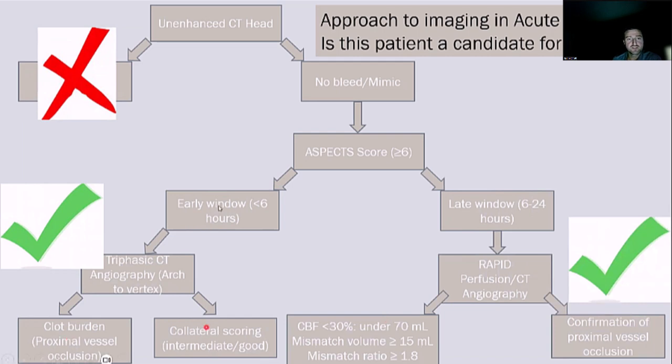Triphasic CT, acute window, proximal clot, aspect score greater than or equal to 6, and intermediate or good collaterals. Late window, aspect score greater than or equal to 6, CBV less than 70 cc's, mismatch volume greater than or equal to 15 cc's, and a mismatch ratio greater than or equal to 1.8.